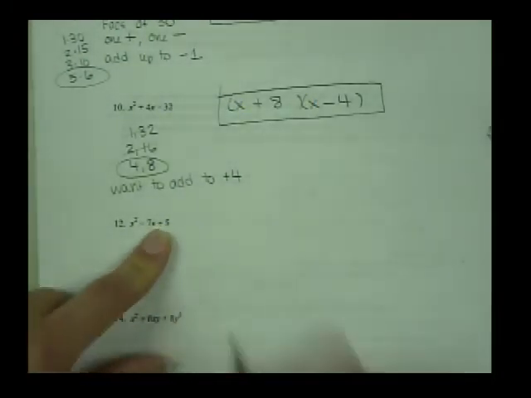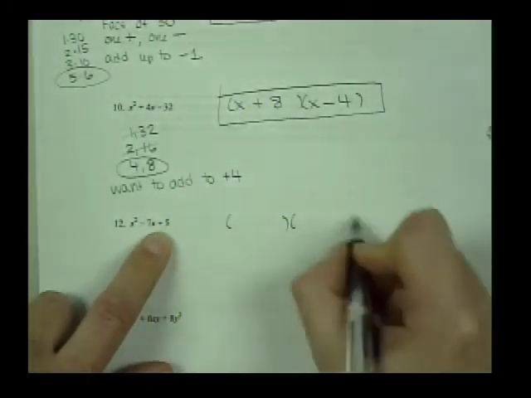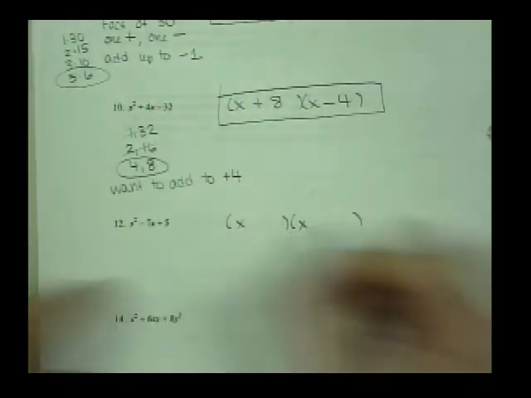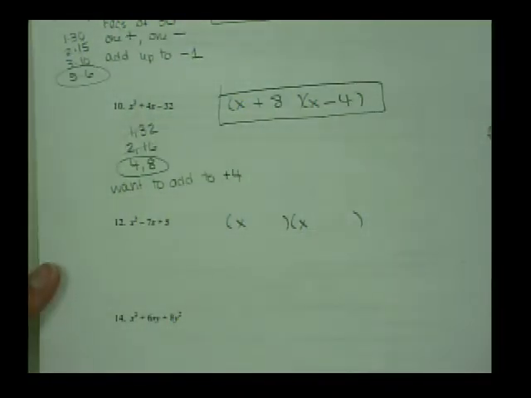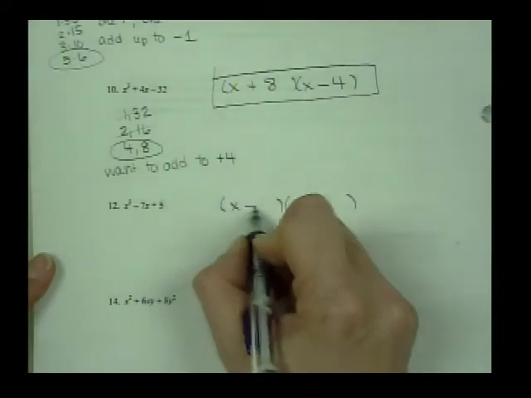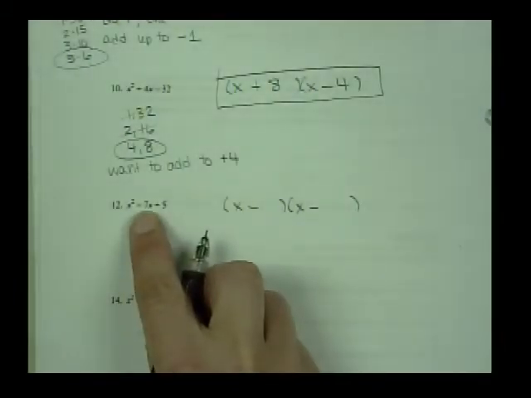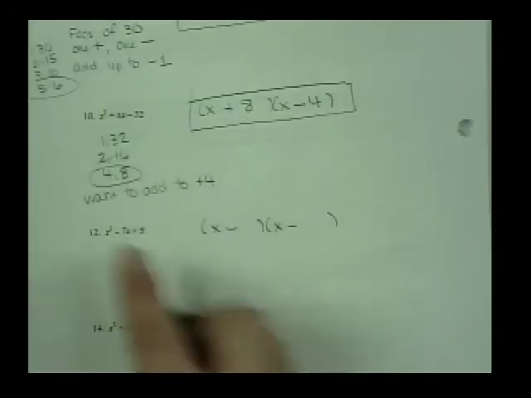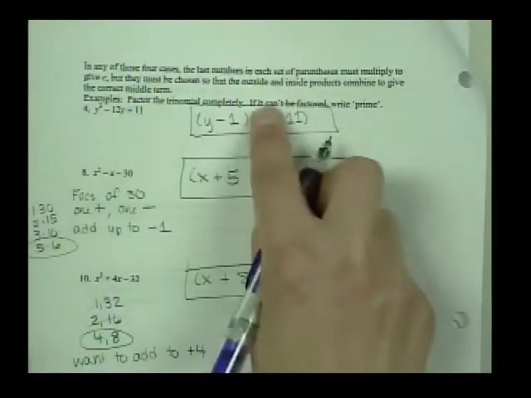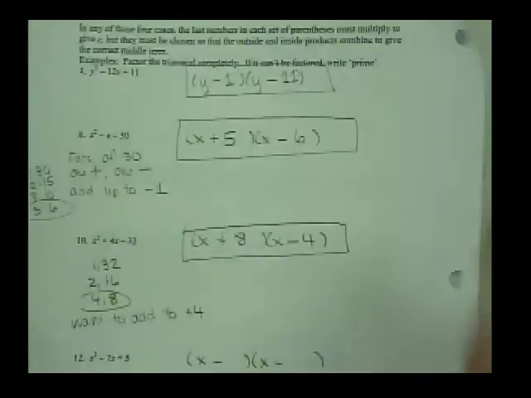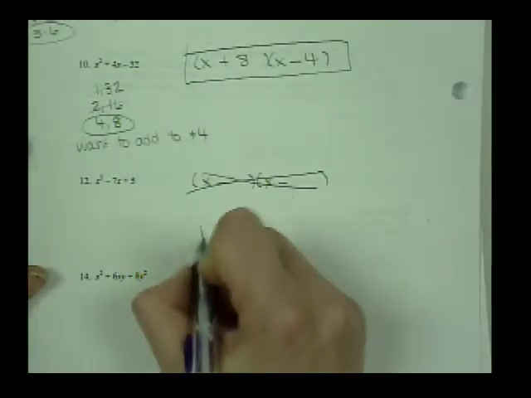Okay, so if we can factor this one, it's got to be x and x. What would our signs have to be? Both minus. And, well, there's only one way to factor 5. That's 1 times 5. Will that give me the negative 7? No. That would give us a negative 6. So it says if it can't be factored, write prime. So this one can't be factored. So it's prime.